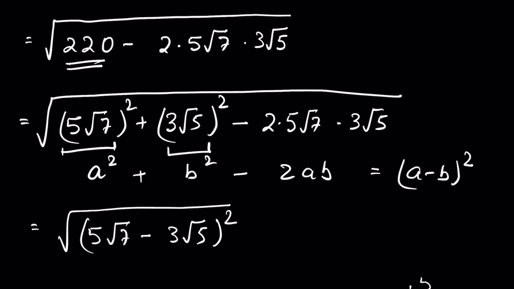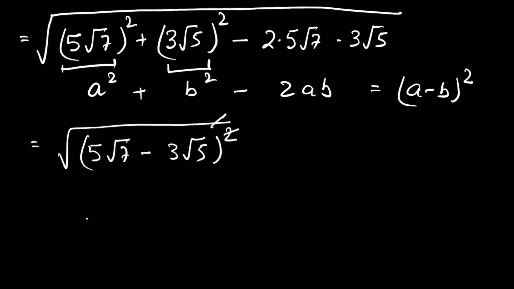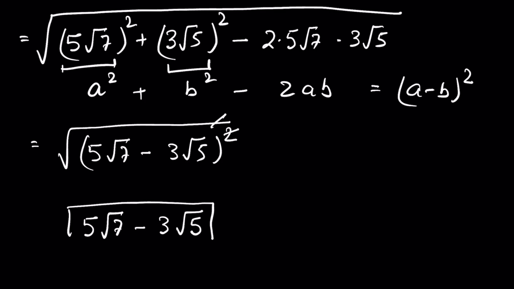Now remove the square root with the square. So we have 5 times square root of 7 minus 3 times square root of 5. You can put the values of square root of 7 and square root of 5 and find the final value, or if it is asking for simplification, this is the simplest form. We cannot further simplify it.